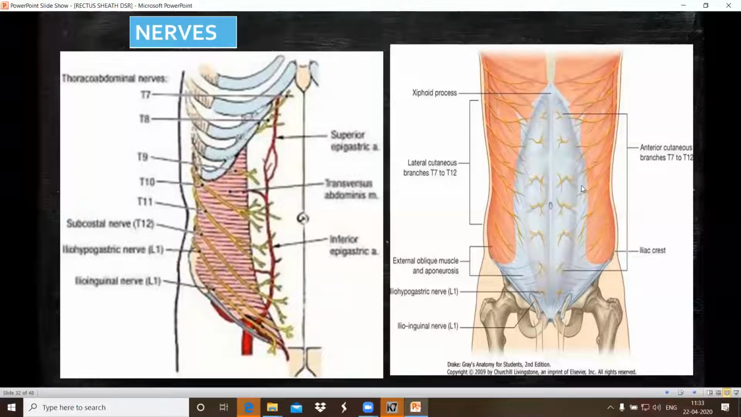the rectus sheath and enter into the posterior wall of the rectus sheath and give muscular branches to the rectus abdominis, and pierce the rectus abdominis and the anterior wall of the rectus sheath and terminate as cutaneous nerves. So simple. First it pierces the linea semilunaris, then it pierces the posterior surface of the rectus sheath and supplies the rectus abdominis muscle, and then pierces forwards the anterior wall of the rectus sheath and comes out, terminating as anterior cutaneous nerves.